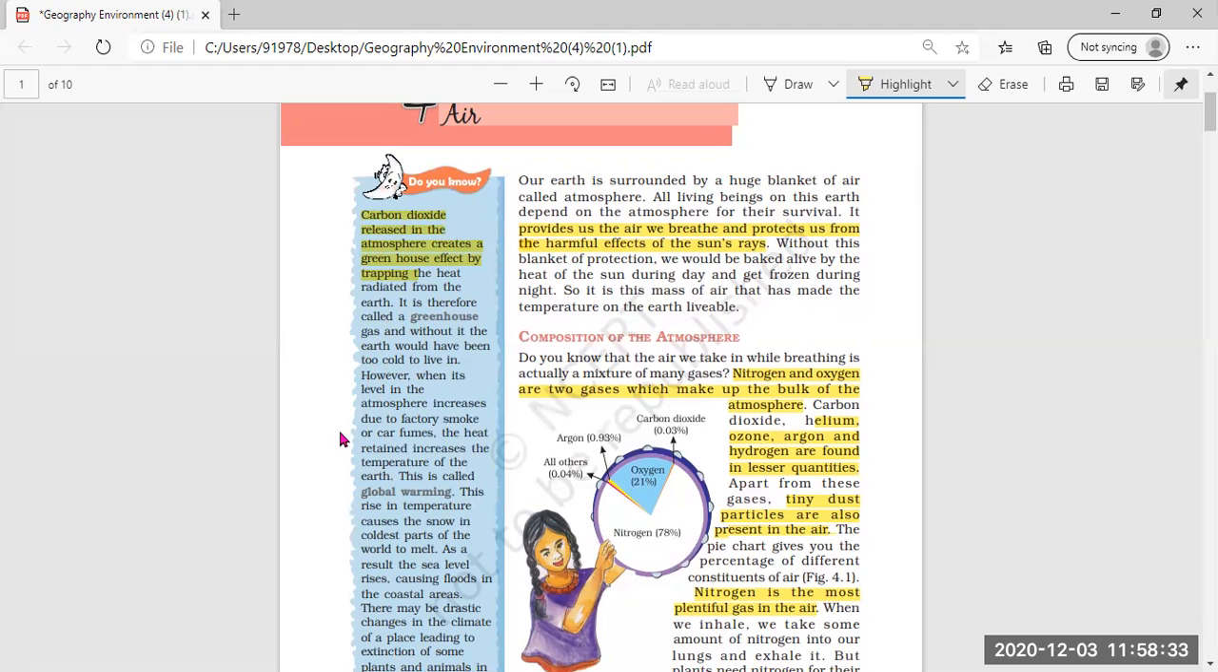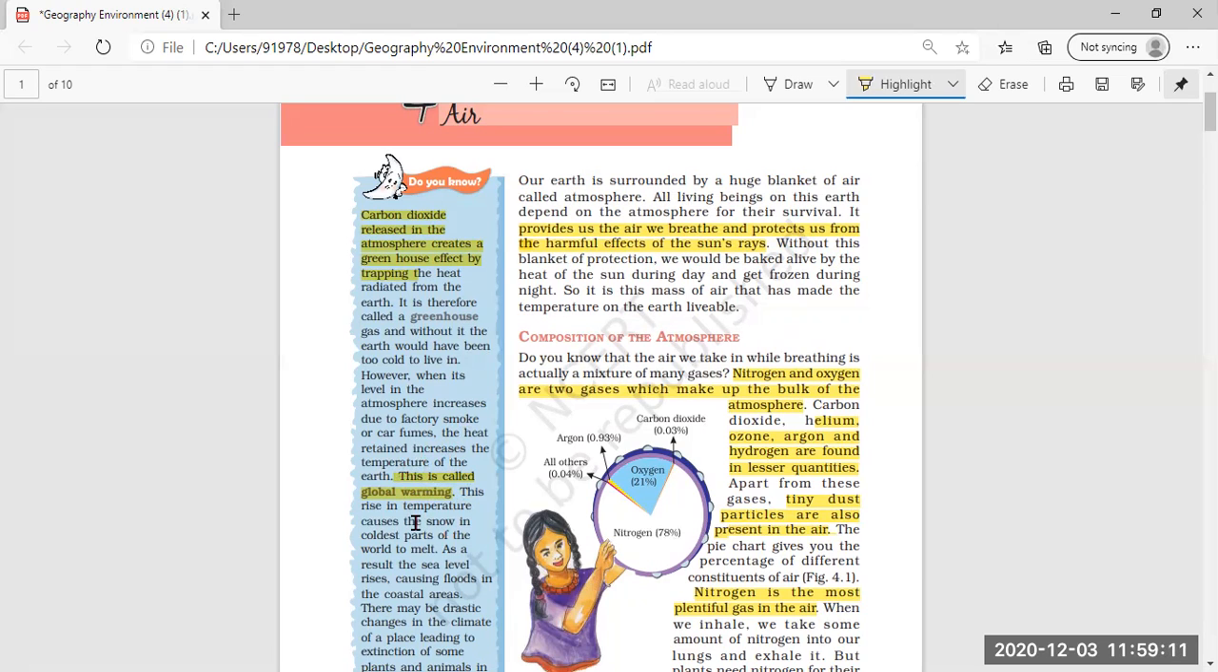Without this greenhouse gas, the earth would be too cold to live in. However, when its level in the atmosphere increases due to factory smoke or car fumes, the heat retained increases the temperature. When the temperature on the earth increases due to the increase of smoke and car fumes, that is called global warming.